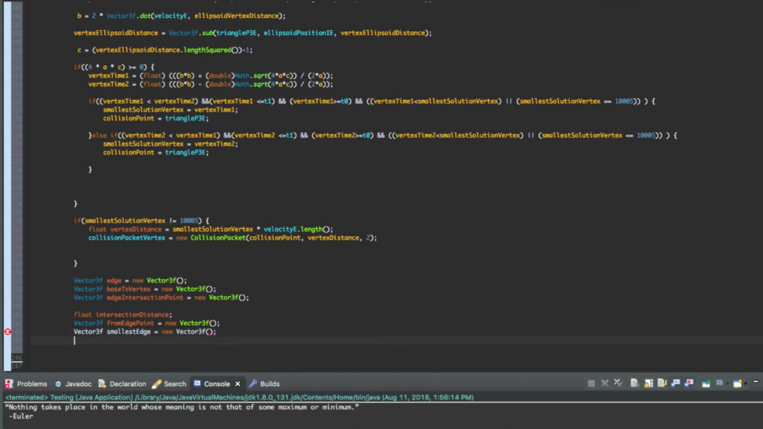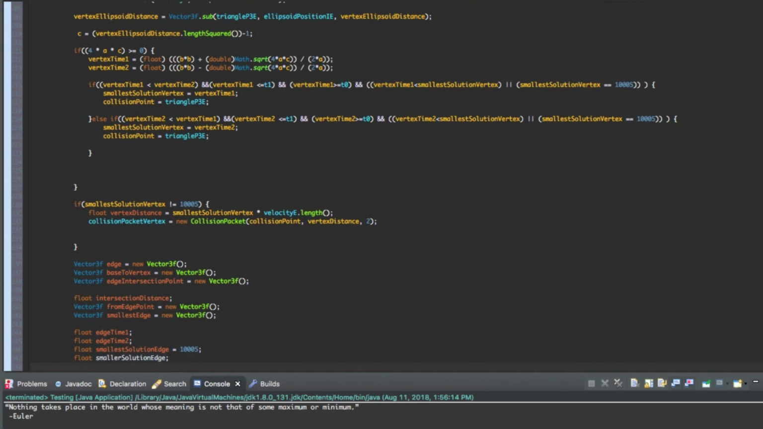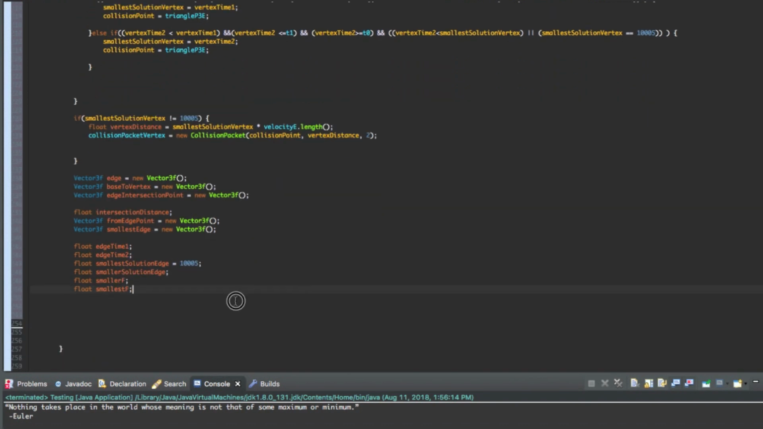We need a float value for edge time 1. We need a float value for edge time 2. We need a float for the smallest solution edge, and we'll set that to 10,005 once again. We'll need a float for the smaller solution edge, so that's for the edge time 1 or edge time 2. We need a smaller f, so that's that f0 I was talking about before, and we need a float for the smallest f, so the smallest f0, because we'll have multiple solutions, of course, because we need to check every single edge.